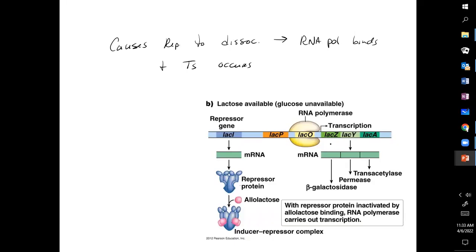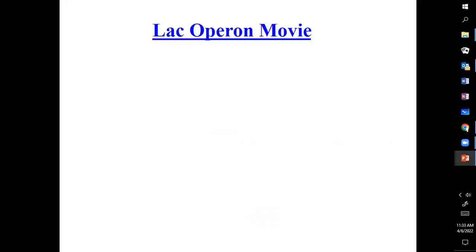Brilliant, brilliant system. And this system, the role of the operator, repressor, all of those things, was determined using different bacterial mutants. So let's watch the movie first and then we'll look at the mutants.